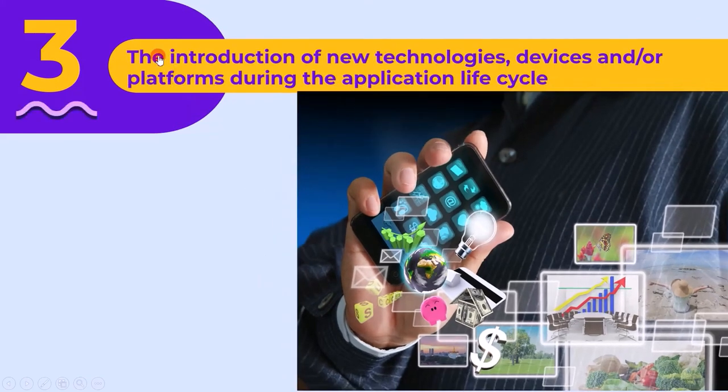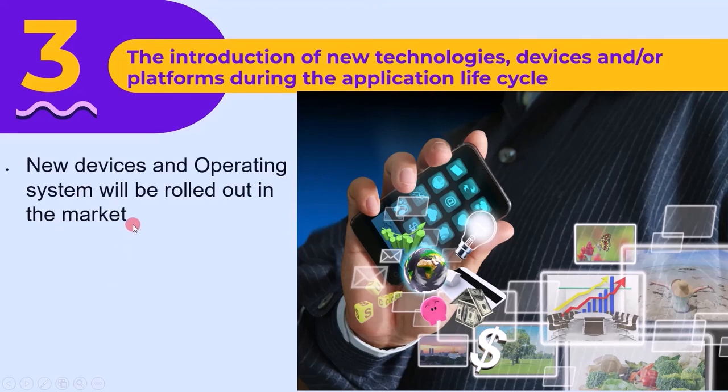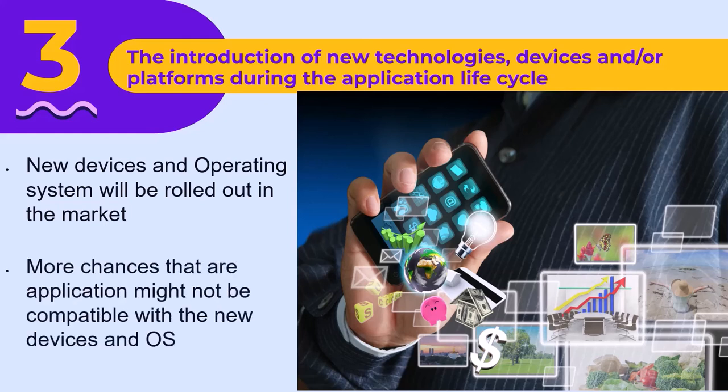The third risk is the introduction of new technologies, devices, and/or platforms during the application life cycle. While the application is in the development phase, many new devices and operating systems will be rolled out in the market. This will be considered a risk, as there are more chances that our application might not be compatible with the new devices and OS. While planning a test strategy, these things need to be considered.